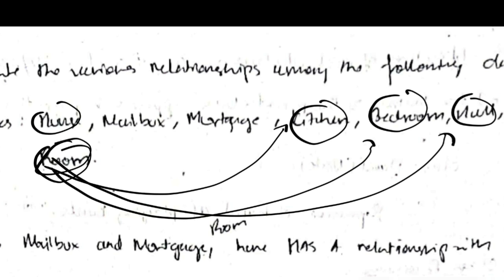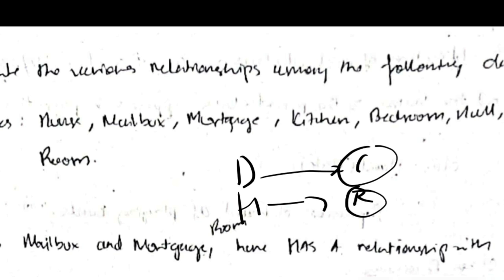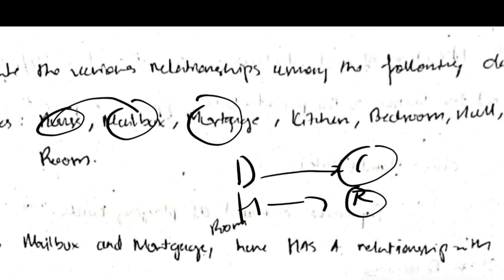And in the house only rooms will be there, so house is the parent class, right? Or you can consider it like this also: card was here, deck was here, so deck has n number of cards, house has n number of rooms. Okay, remember it this way. And house has mailbox and mortgage, so these are the attributes of house. Like vehicle has speed, house has a mailbox and mortgage.